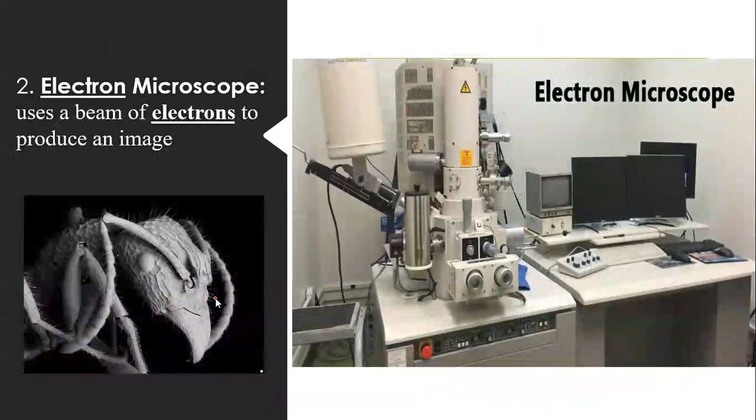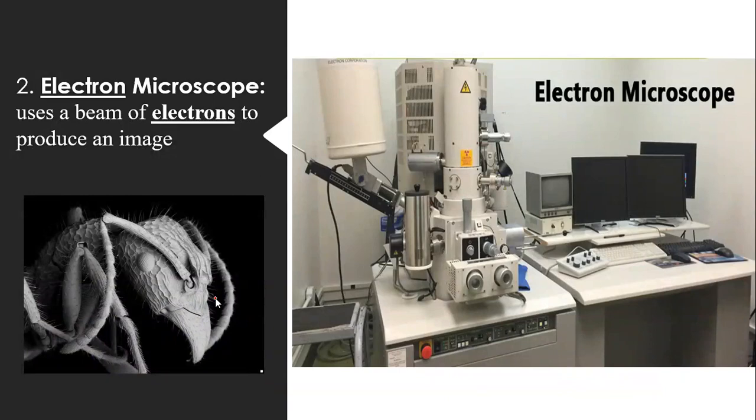And these electrons bounce off of specimens and they're collected by a special collector. And we need computers to construct images. So you can see there, that's an ant, right? Your everyday garden variety ant. And you can see that we can see it in incredibly precise detail.